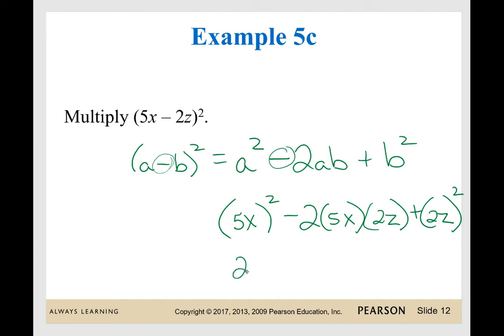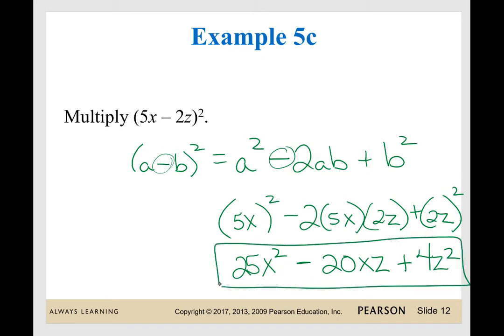5x squared is 25x squared. 2 times 5x is 10x. 10x times 2z, so that's minus 20xz, plus 2z quantity squared is 4z squared. So there's my final answer: 25x squared minus 20xz plus 4z squared.